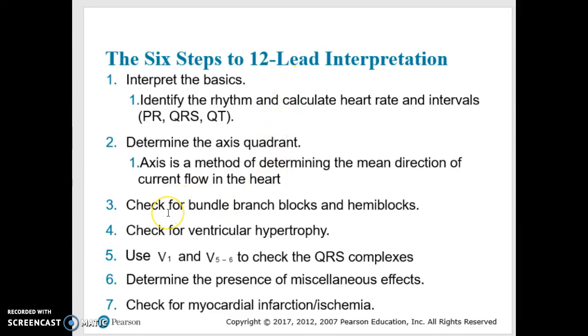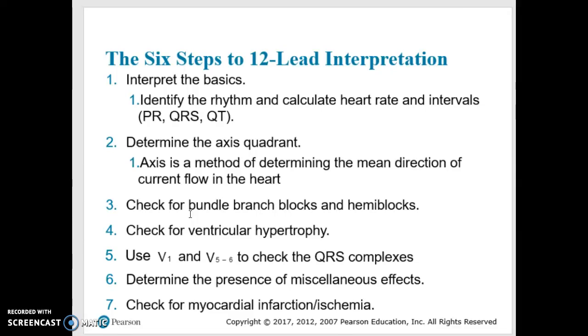Moving on down, number 3 is check for bundle branch blocks or hemi blocks. A hemi block is a block of a branch of the left bundle branch. So just know, when you see that term, that is the block of a branch off of the left bundle branch. So step 3 is we're going to check for bundle branch blocks or a hemi block. And remember, we're looking at the PR interval when we do that.